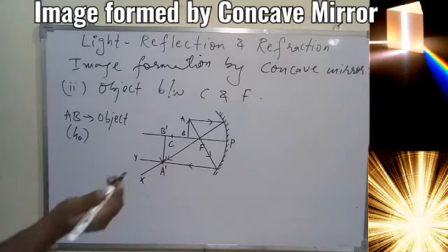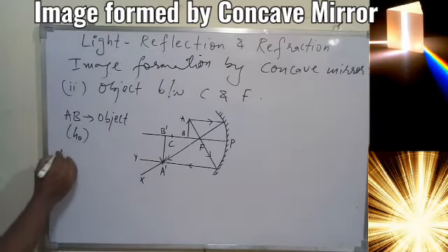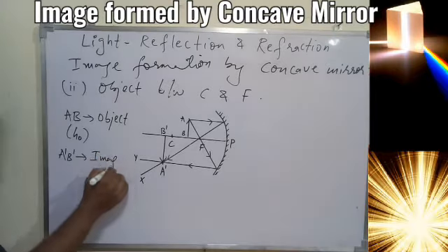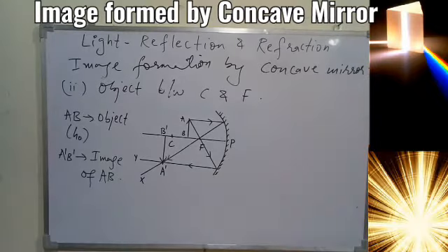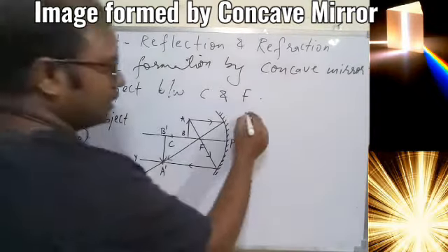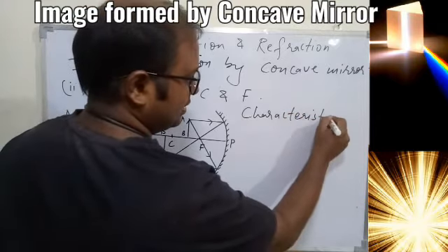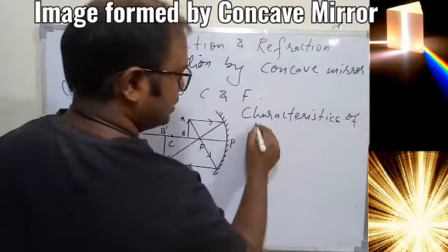So we got the image ray diagram now. So here your A prime, B prime, image of AB. So based on the diagram, again we can write down the characteristics of image.